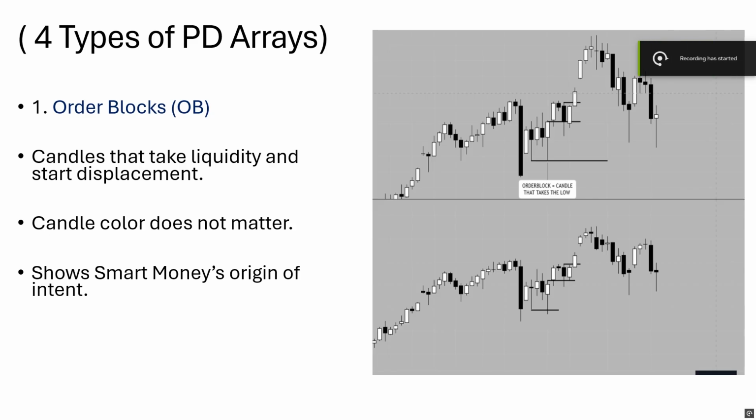There are 4 types of PD arrays. First one is an order block. The order block is the candle that takes out a swing low or a swing high and starts displacing in the other direction. Candle color doesn't matter. It could be either a bullish candle or a bearish candle. It is the candle that takes the swing low, originally where the liquidity was taken, and that candle is permanent. The candle shows smart money's origin of intent.